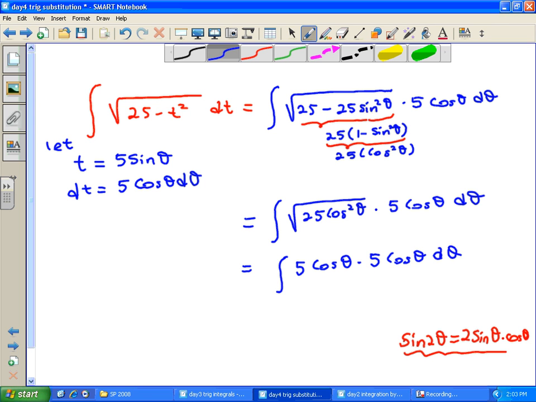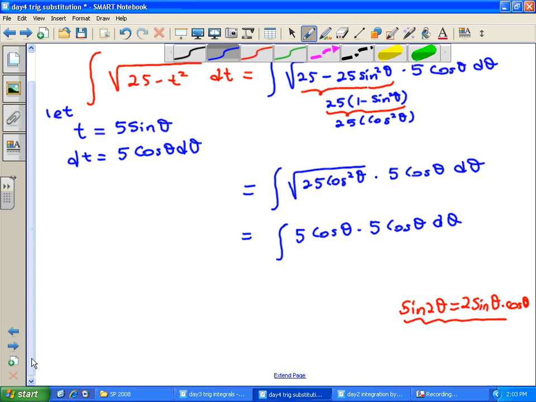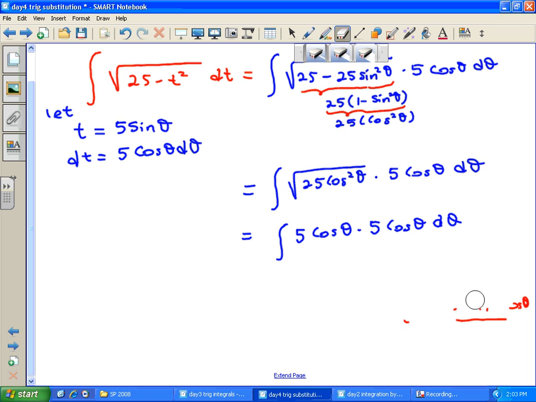In other words, by the way, this was the hint I gave you earlier. At the moment, I'm going to erase that. That was the hint for how to simplify sine of a double angle. I'll give you that later, that same hint. Okay, so at the moment, I'm simplifying this integral as 25 cosine squared theta d theta.